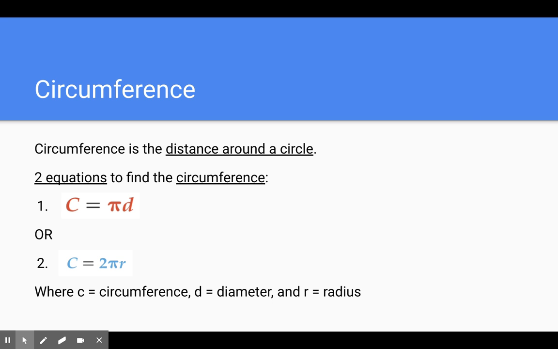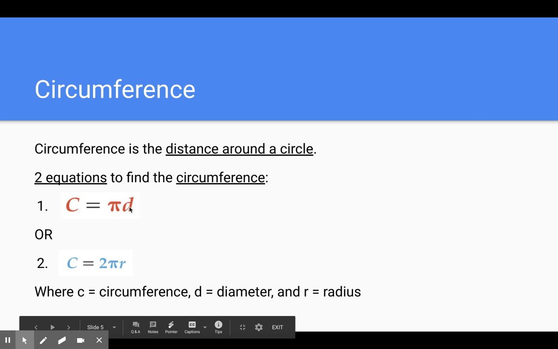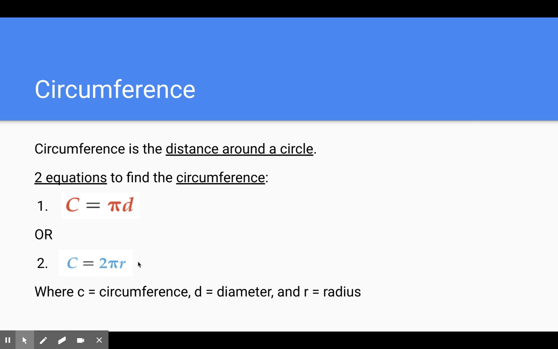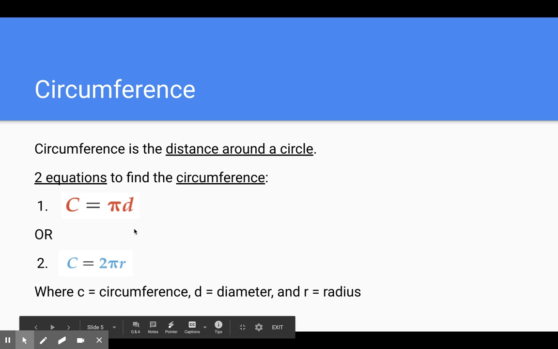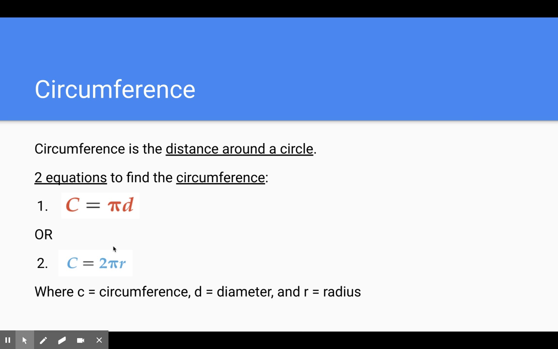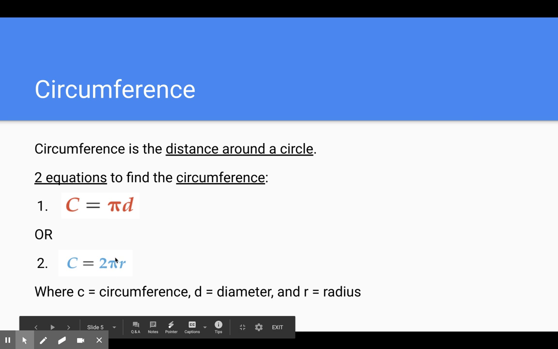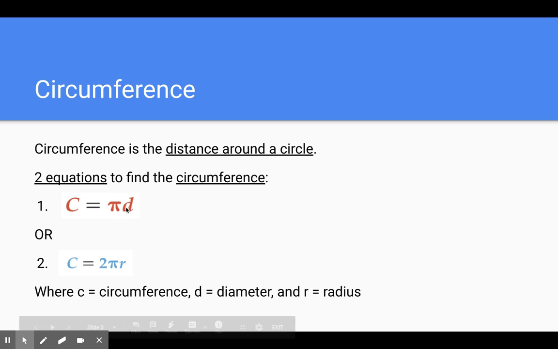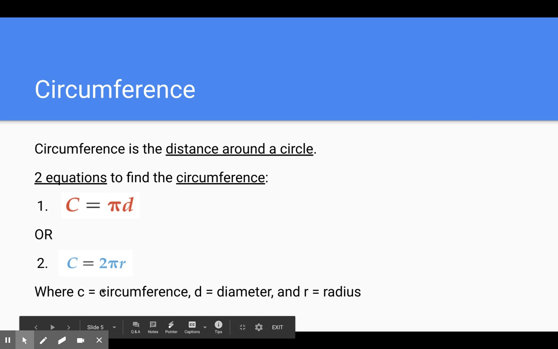There are 2 equations to find the circumference, depending on if you have the diameter or the radius. Circumference is equal to pi times diameter, or the circumference is equal to 2 times pi times the radius. Those are interchangeable because we know that the diameter is 2 times the radius anyways. If you have the diameter, you do diameter times pi. If you have the radius, you do 2 times radius times pi. C is circumference, D is diameter, and R is radius.